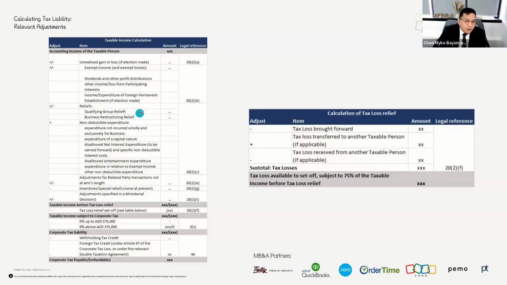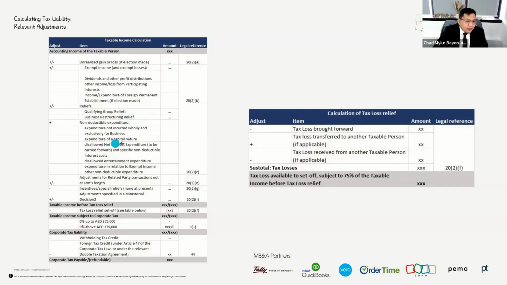So probably in our next webinar, we will be having a discussion for the qualifying group for free zones and then business restructuring reliefs as well. And then we will be needing to add back those non-deductible expenses. So the non-deductible expenses that we have was actually listed earlier. So we have expenditures not incurred wholly and exclusively for the business. So if ever we have a portion of expenses that is not wholly and exclusively for the business, we will be needing to add it back.